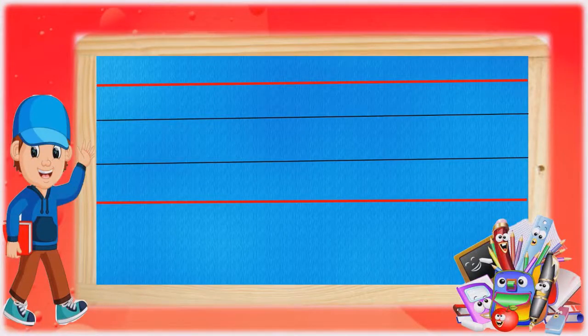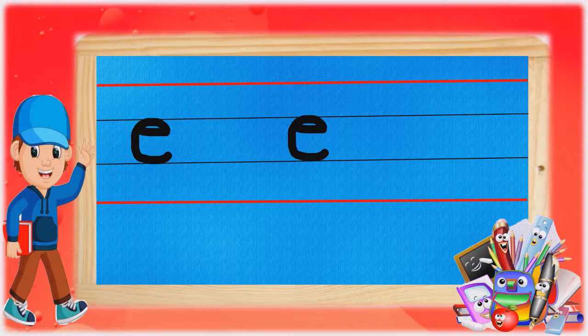Now we will write small e. A small sleeping line with small curve makes e. Small e. Again we write a small sleeping line with a curve makes small e.